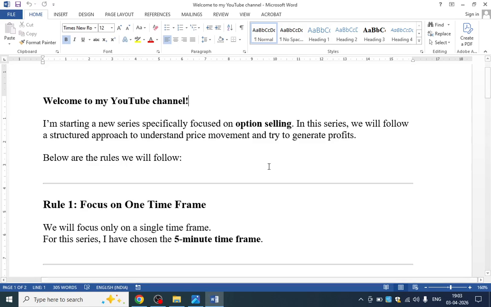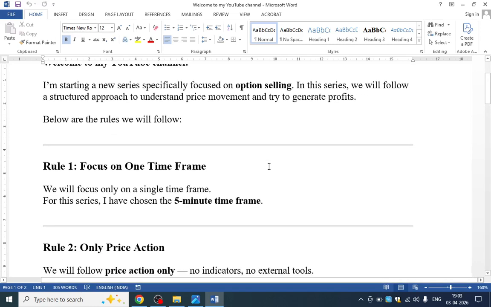I'm starting a new series specifically focused on option selling. In this series we will follow a structured approach to understand the price movement, and we will try to generate profits. I will show you the trades I have taken in real time, and then we will discuss them, and we will follow some rules.